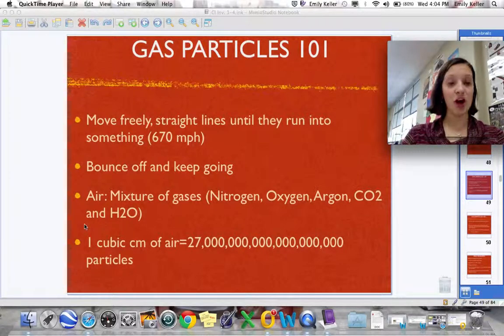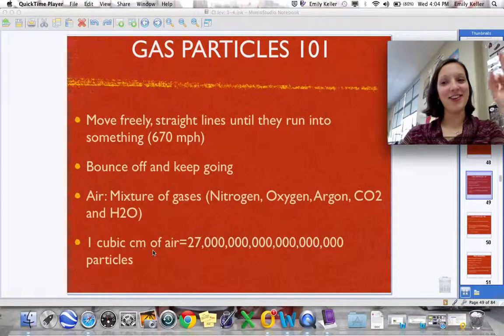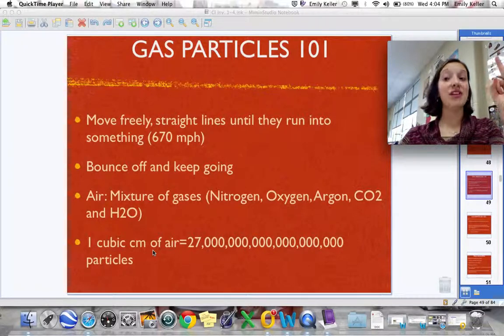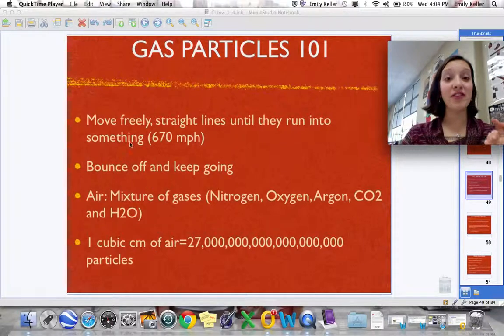which would be water. Just to give you a ballpark of how tiny these particles are, 1 cubic centimeter, so we're talking really small, 1 cubic centimeter of air, I'm trying to get it so you can see it in the video. Okay, there we go. 27 quintillion air particles in that small little space. So very, very small particles.